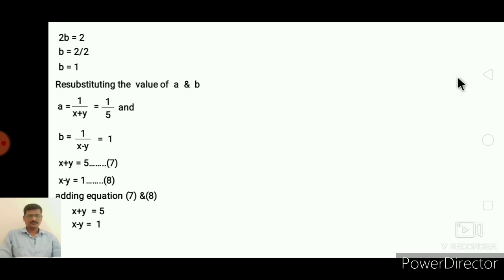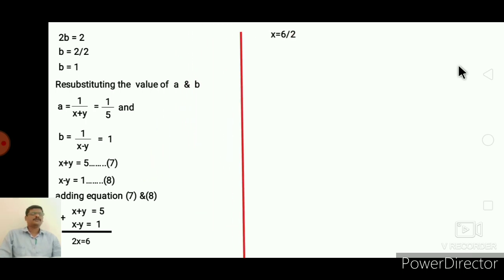equal to 1. Therefore, x plus x is 2x, this plus y minus y will be eliminated, and 5 plus 1 is 6. Therefore, x is equal to 6 upon 2. Therefore, 2 ones are 2 and 2 threes are 6. Therefore, the value of x is 3.